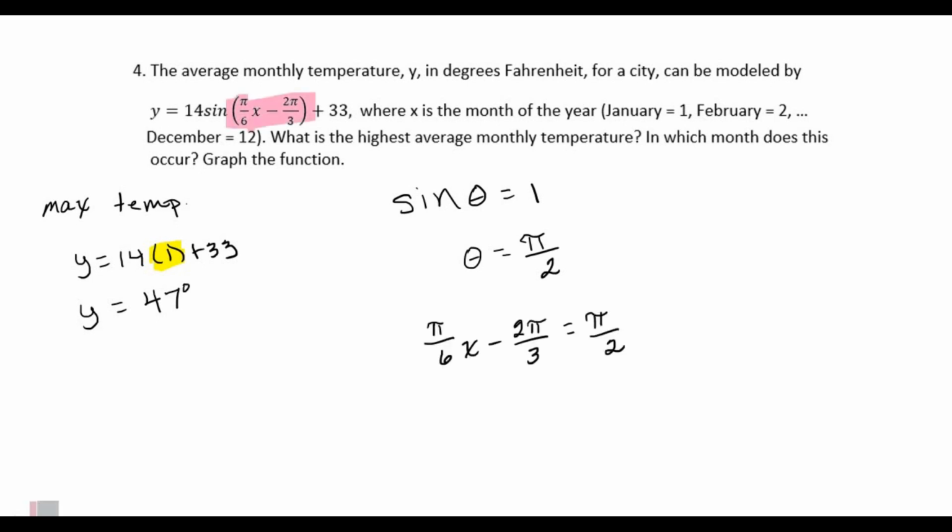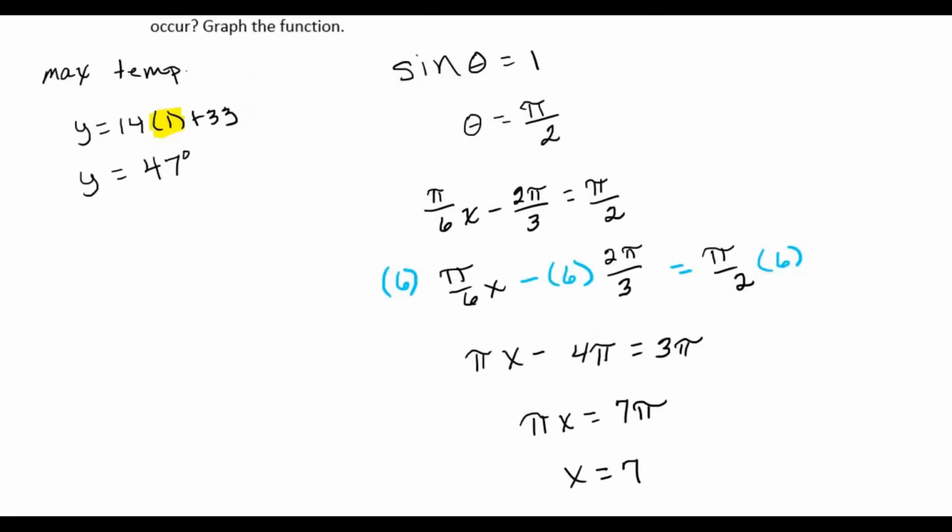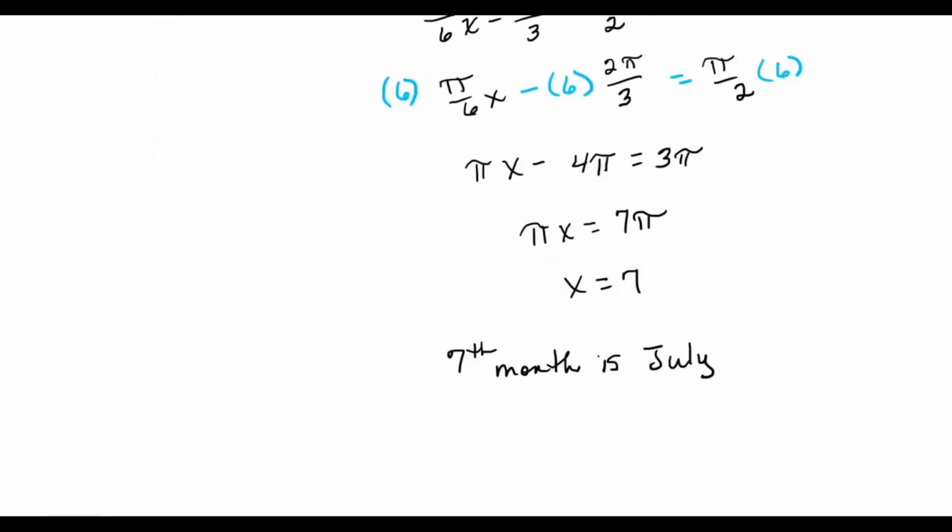Okay, the part of the equation that I have highlighted pink, I have substituted in place of theta. So I need to solve this equation. And I get x to be 7. And the 7th month is July, so that's when my maximum temperature occurs.